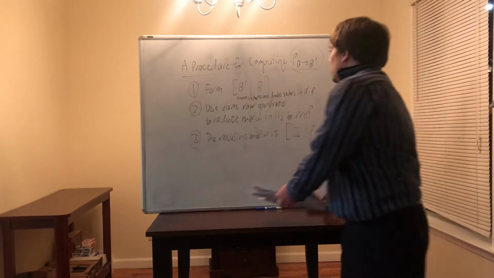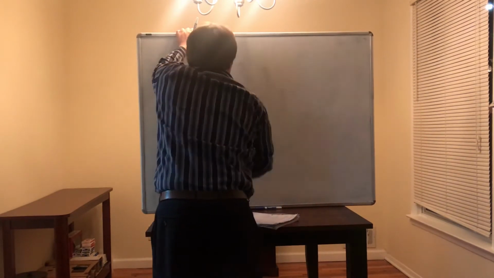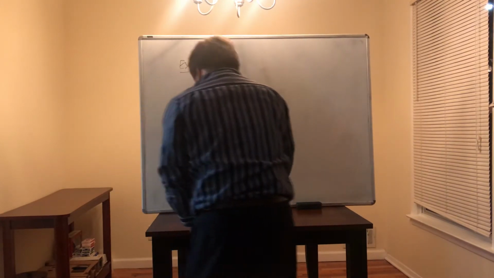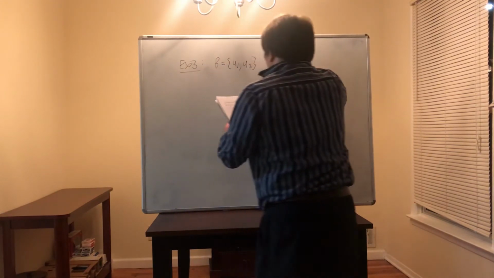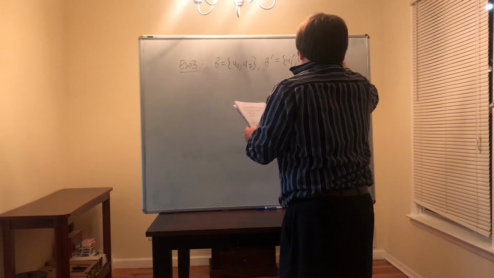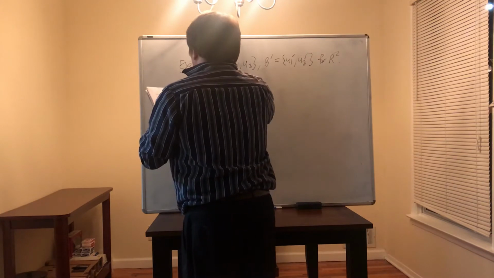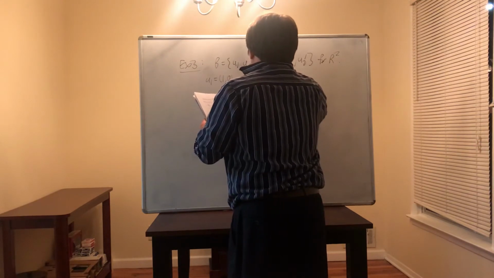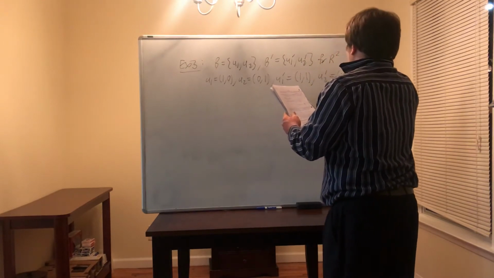Okay, and so example 3. For example 3, we're going to consider the basis B, which is u1, u2, and the basis B prime, which is u1 prime, u2 prime, for R2. So these are two bases for R2, where u1 is (1, 0), u2 is (0, 1), u1 prime is (1, 1), and u2 prime is (2, 1). Okay?